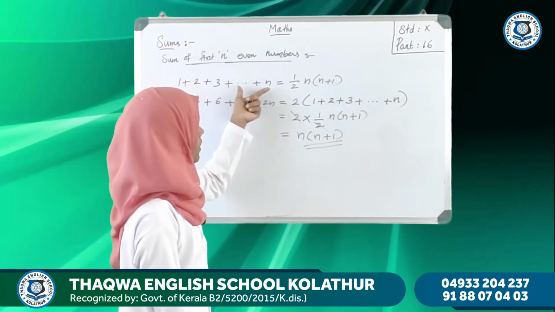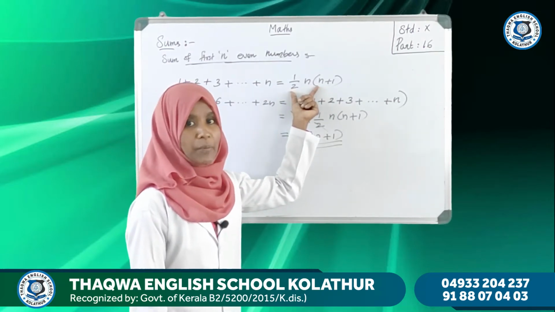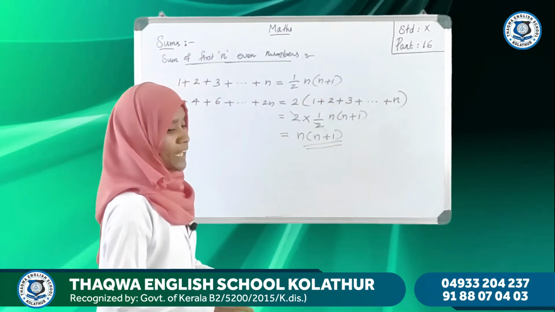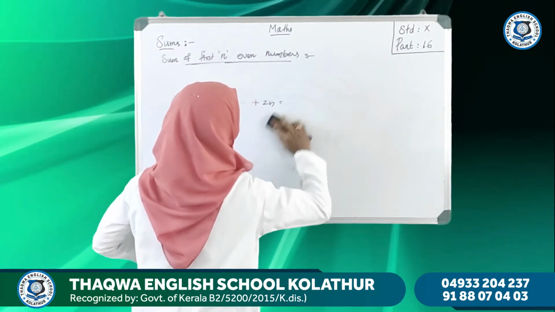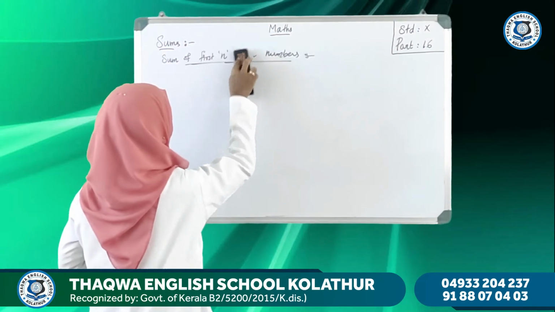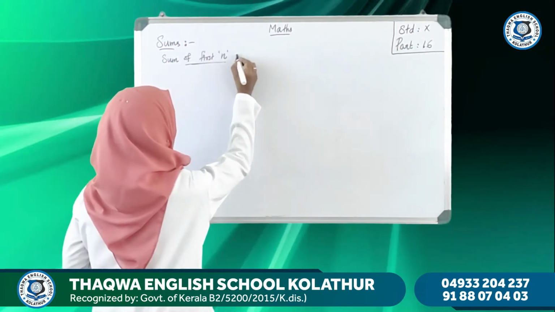The sum of the first n natural numbers is half into n into n plus 1. Next, the sum of the first n odd numbers.